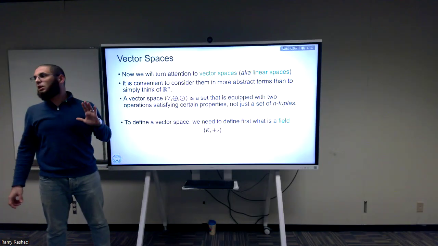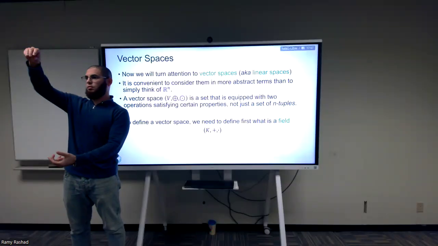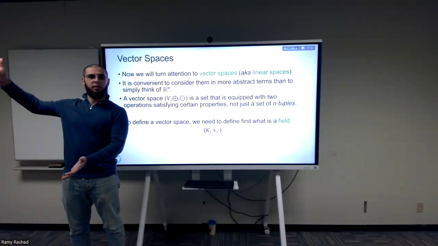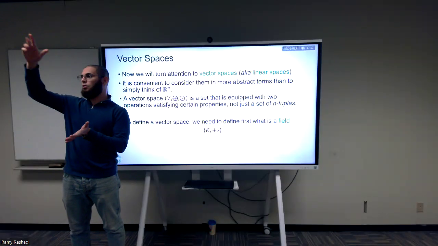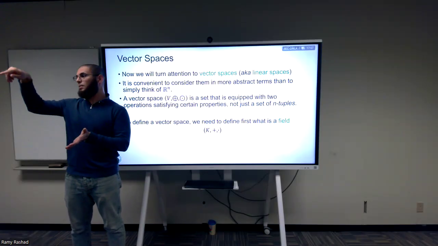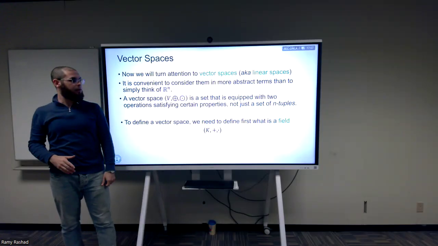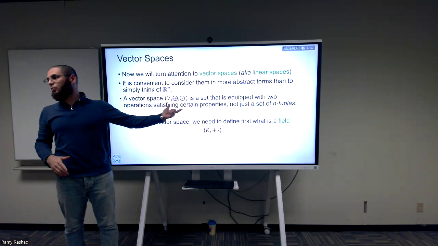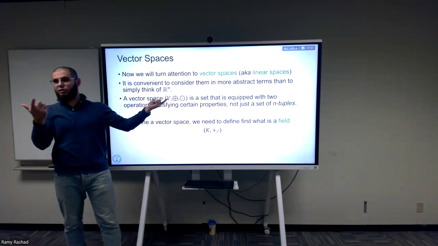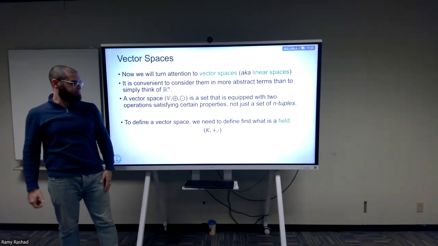And it's not just a set of n tuples. So remember when we said we have Rn, it's just R times R times R times R, or the set A to the power n, with the superscript n, which means A times A times A, which is the Cartesian product of A n times. But this is not a set of n tuples. This by itself is a whole structure. It's a new object, we're going to be calling it a vector space.